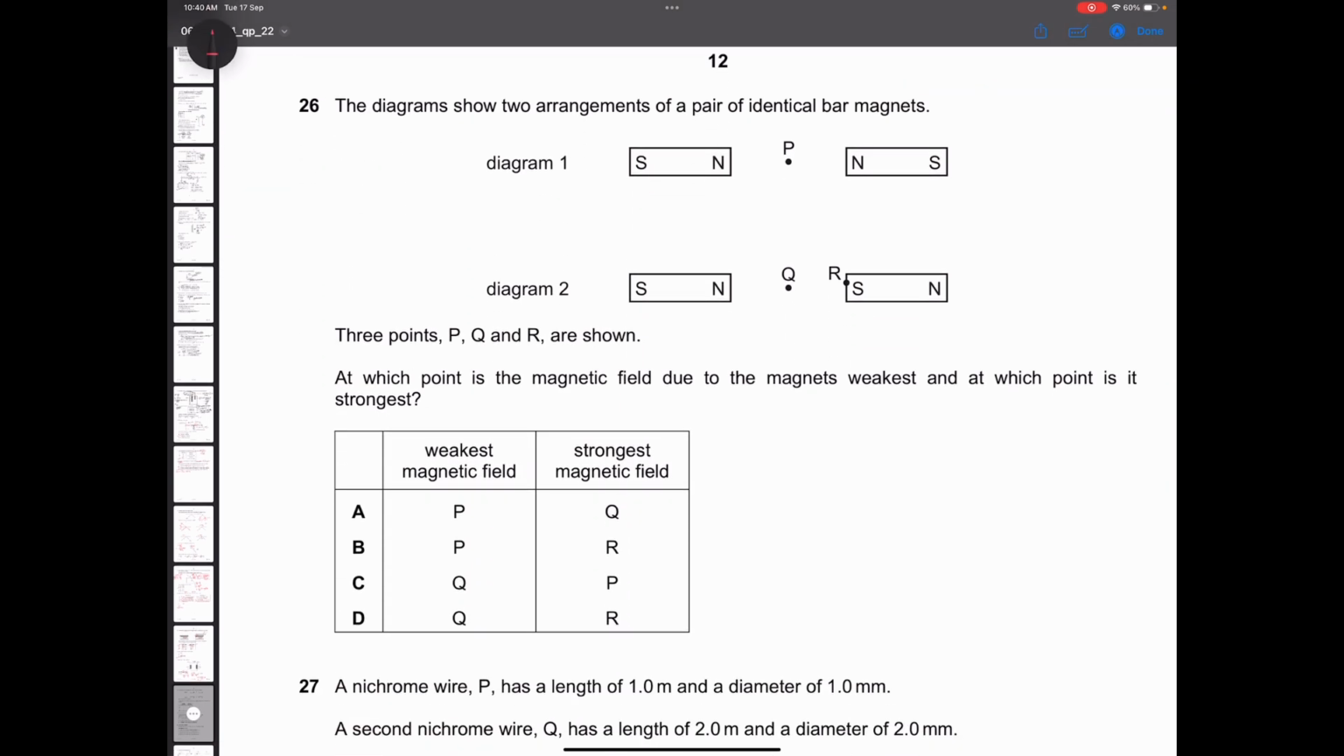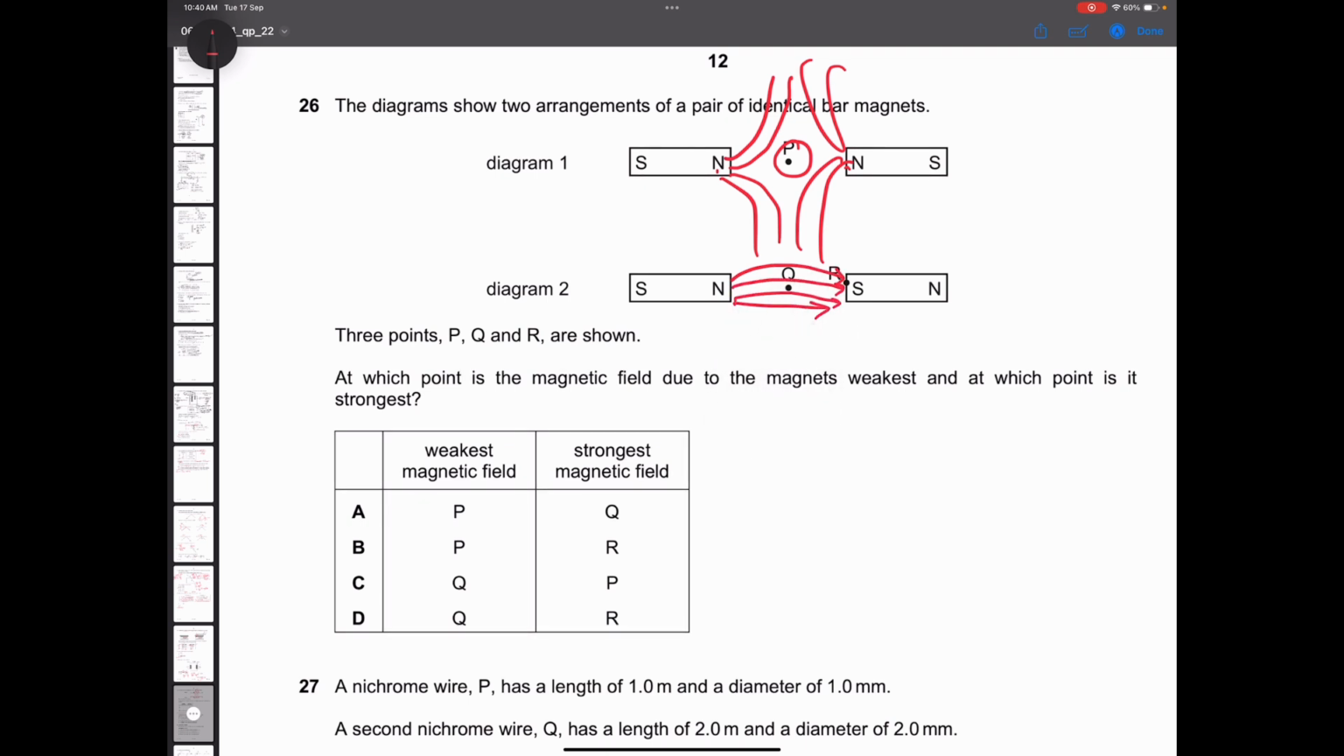The diagram shows two arrangements of a pair of identical bar magnets. So North Pole is there. If you can recall, the field lines used to repel when North poles are brought closer. This point is called a null point because no force is observed here. But when North and South are there, these attract.